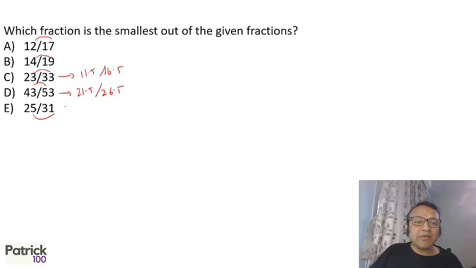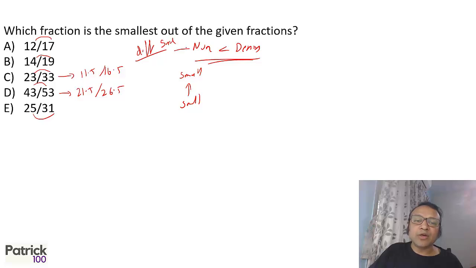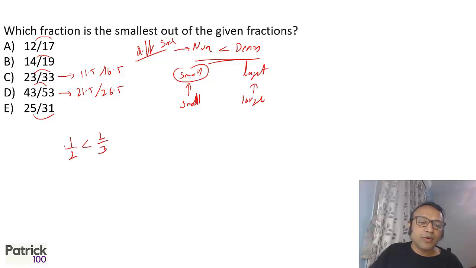When the difference is the same everywhere and the numerator is smaller than the denominator, the smallest value will be when the numbers are small, and the largest will be when the numbers are large. Just to give you an example, half is smaller than 2/3. The difference is the same and the numerator is smaller than the denominator, so half is smaller than 2/3.